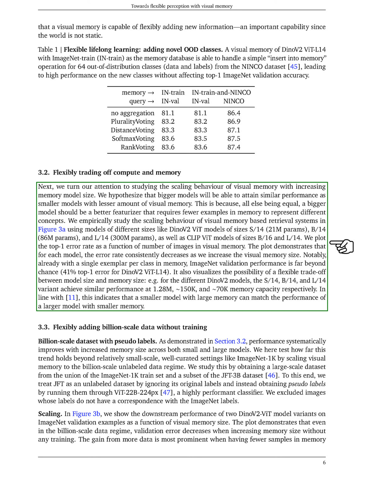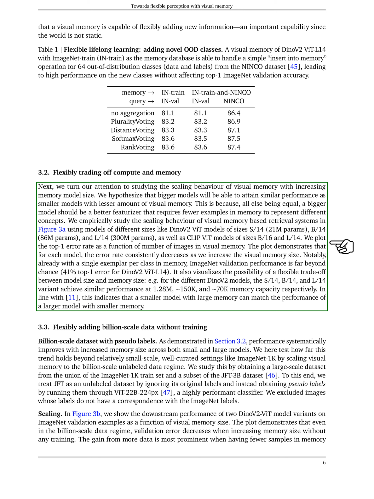Our results indicate that as we increase the size of visual memory, the error rate consistently decreases for each model. Notably, even with just one example per class in memory, the performance on ImageNet validation is significantly better than random chance. This suggests a flexible trade-off between model size and memory size, where smaller models with larger memory can match the performance of larger models with smaller memory.